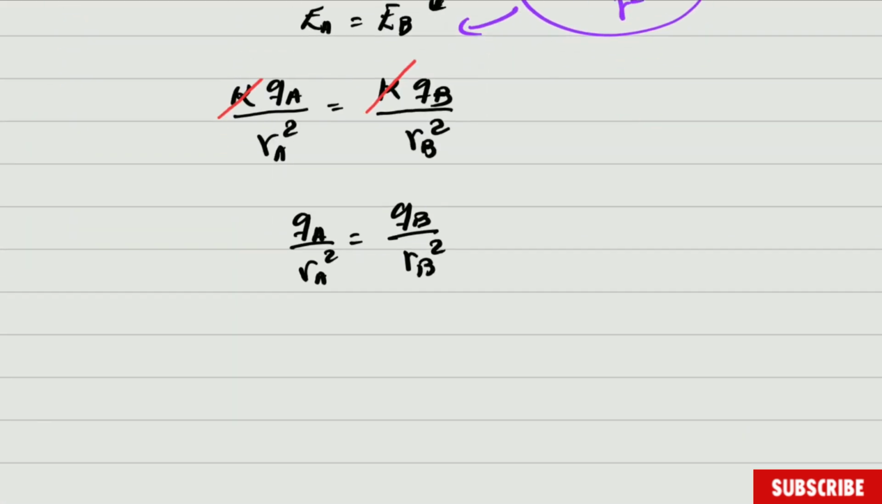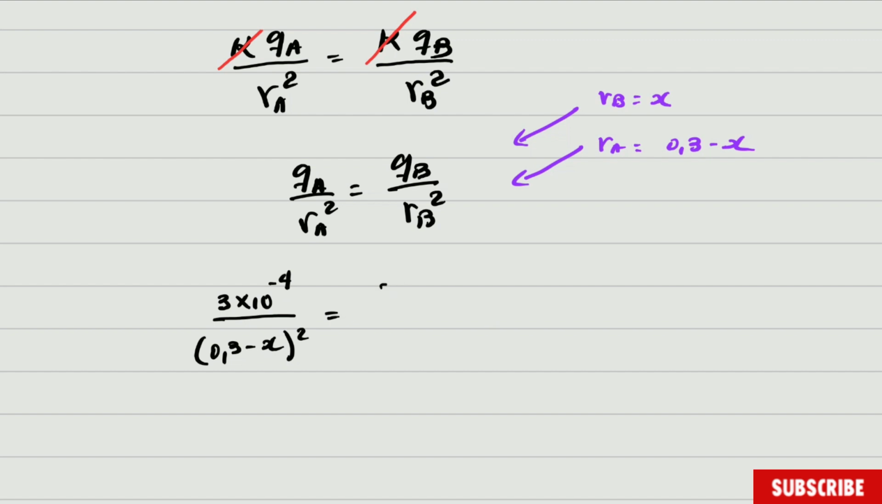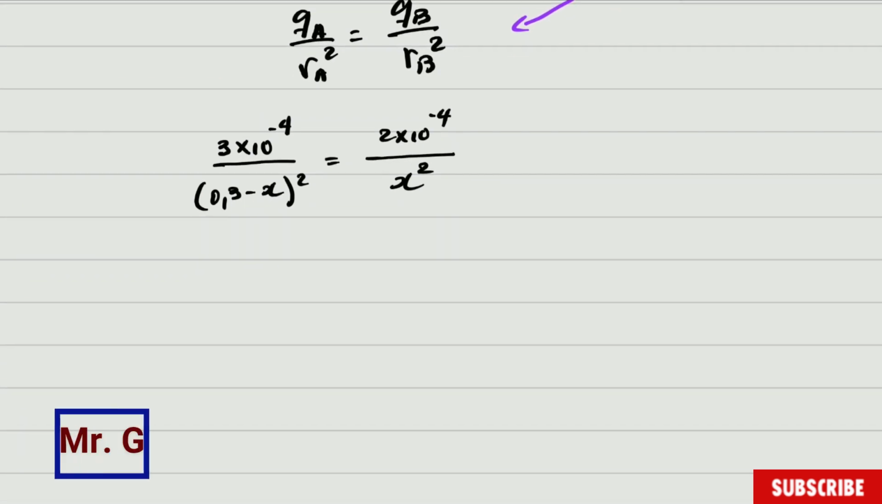So if we substitute those numbers there, let's write it here. RB is equal to X, RA is equal to 0,3 minus X. And guys, this is what we must substitute in that equation there. So we are going to do all the substitution. And all that is left is now to work with this equation here, which is mathematics. So let's do that one real fast.